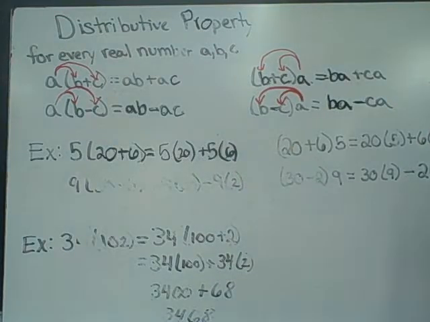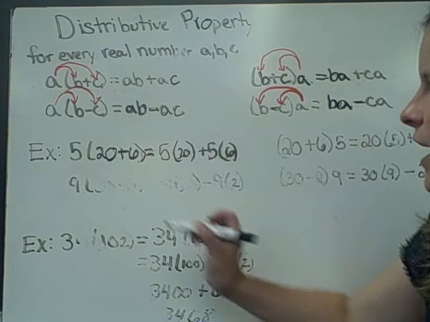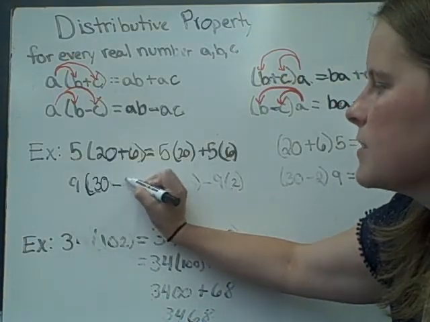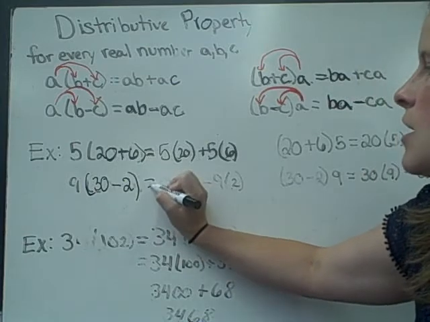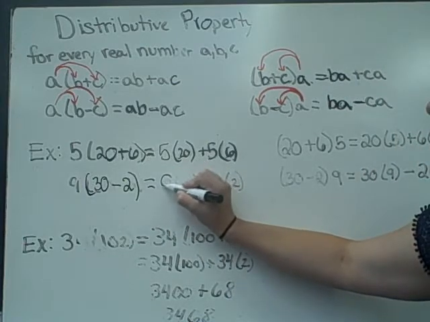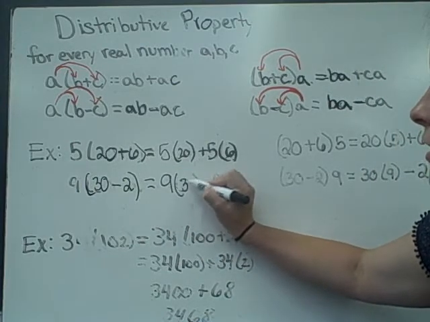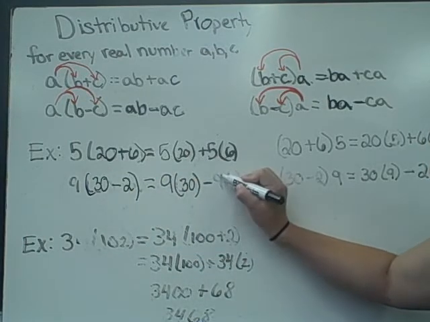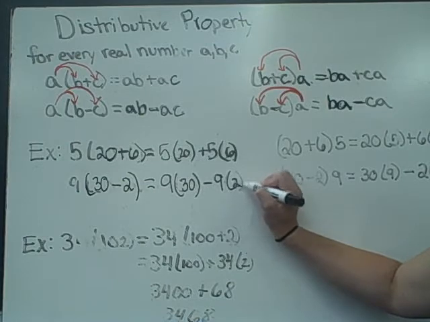Okay. If you had 9 and then you had 30 minus 2 in parentheses, that would be the same thing as saying 9 times 30. And because this is a minus, we would say minus 9 times 2.